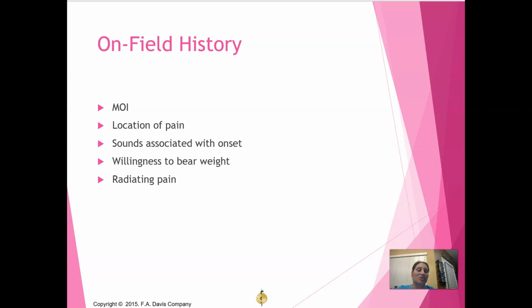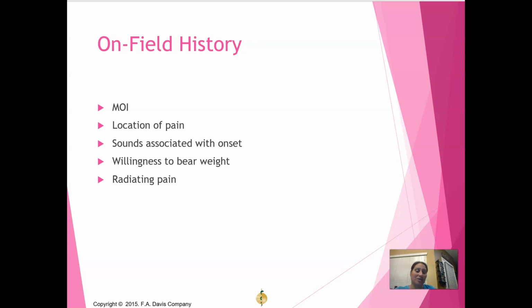On the field history, what we talked about at length in the last class: get the mechanism of injury, where does it hurt, any sounds, can you walk on it, and radiating pain. Sometimes when we're evaluating and talking to them, I will flat out say, okay, whatever ankle or foot it is, don't put any weight on it. Let's use your other side. Go ahead and stand up. You can use my shoulder, or we'll get some teammates to 2-person assist.